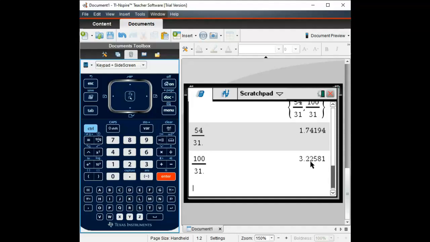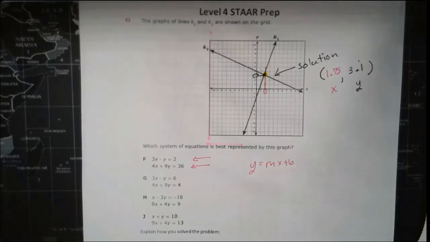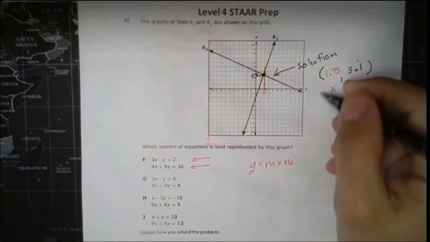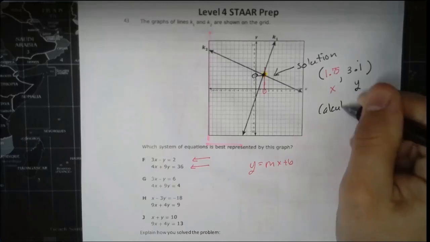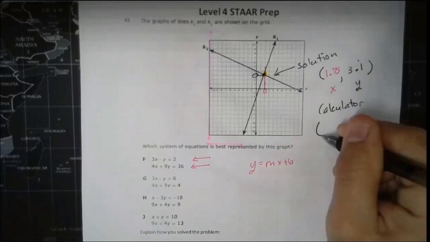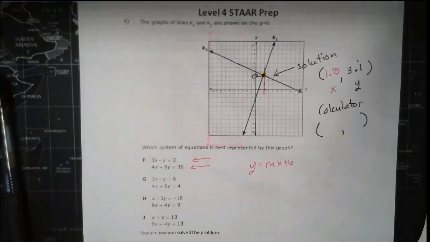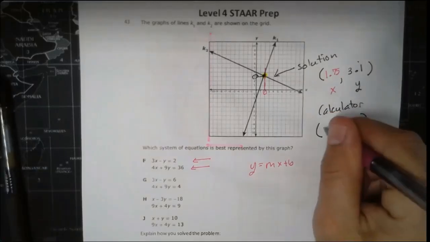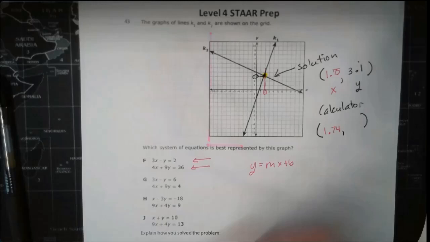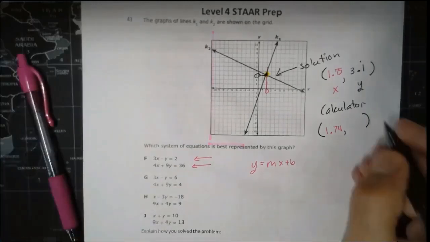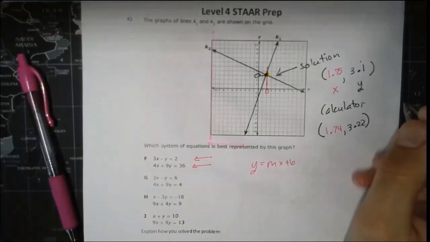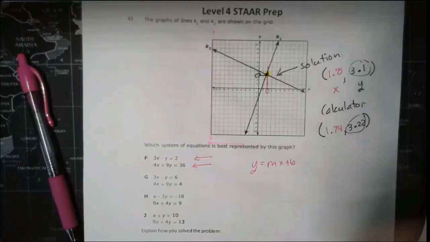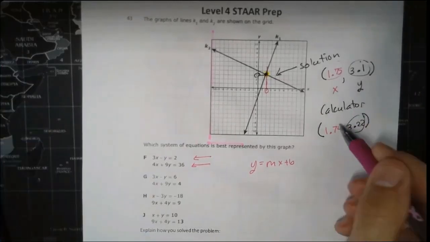It says 3.22. So let's write these down as an ordered pair, and you'll see how they're really close to what we got originally. So the ordered pair we got from the calculator, I'm going to write the word calculator right here. For x, we got 1.74. And for y, we got 3.22. And notice, this is really close to what we had here. They almost match. So I was a little bit off, but I was guesstimating.